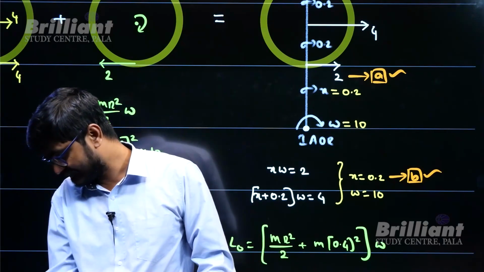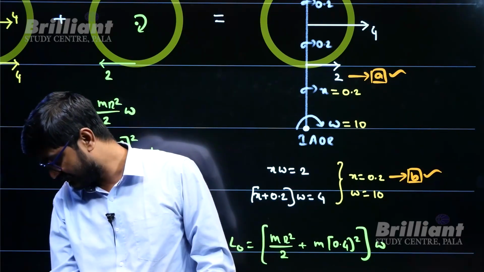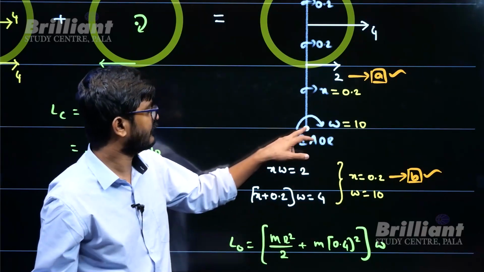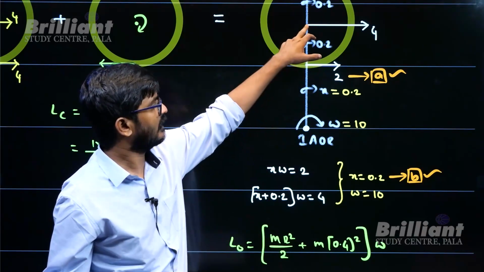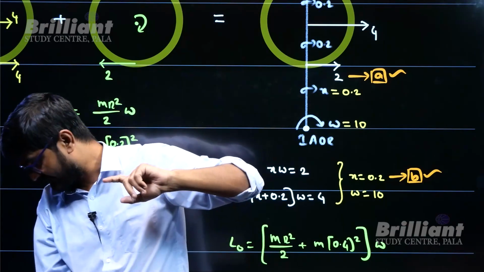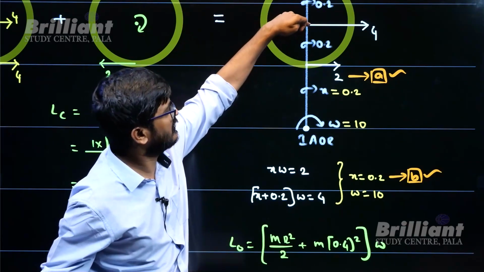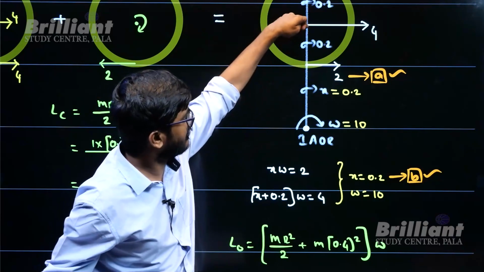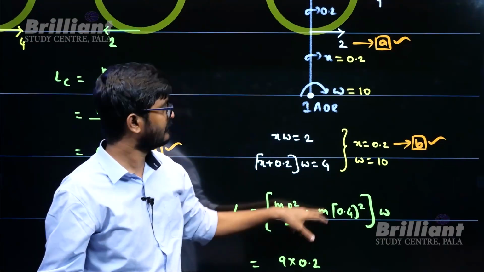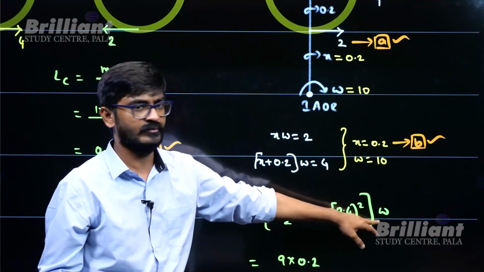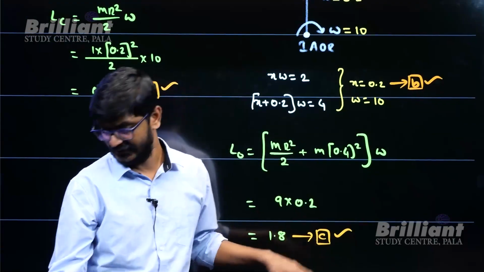Instantaneous axis is at a distance 0.2. Angular momentum of the disc about the instantaneous axis: if you want to find angular momentum about this, then I into omega. I about this axis is mr square by 2, and you need to use the parallel axis theorem: mr square by 2 plus m into this distance square, into omega. That will give you option C as the right answer.